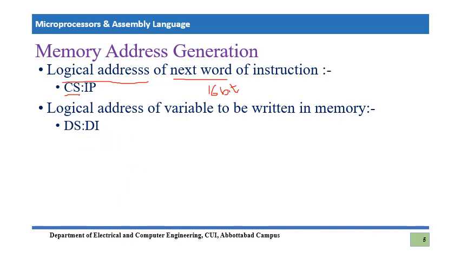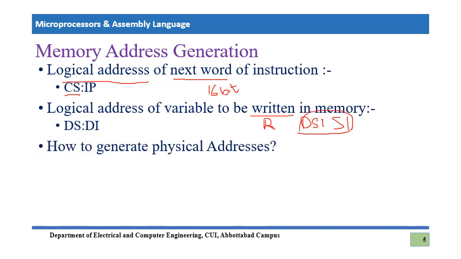Similarly, if one is interested in accessing the information, not writing but reading, then the logical address can be data segment colon, that is the segment base address, and then since we are interested in reading, memory will be the source. So the next thing will be the source index. That will be our logical address in case of reading the memory.